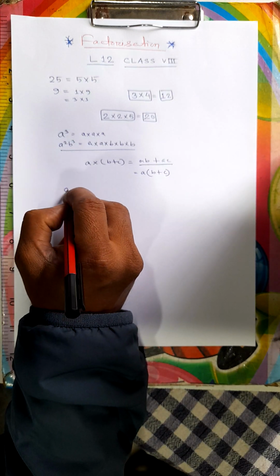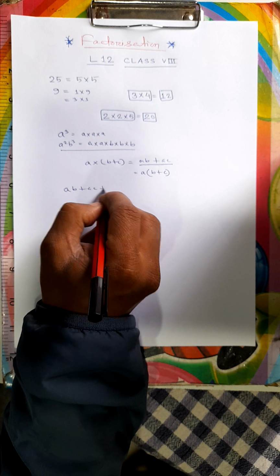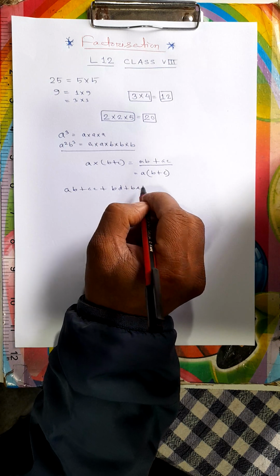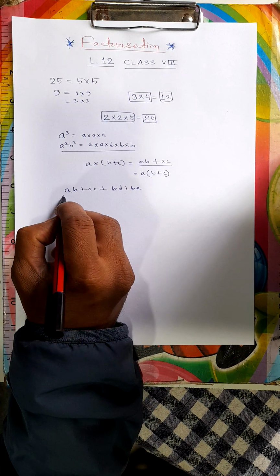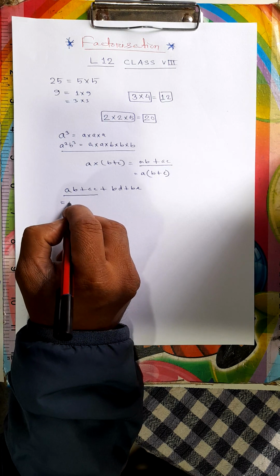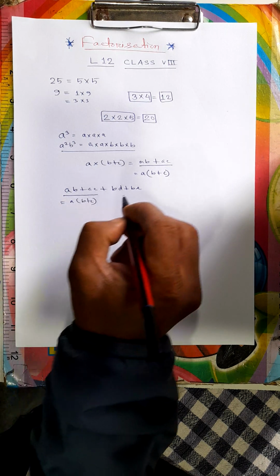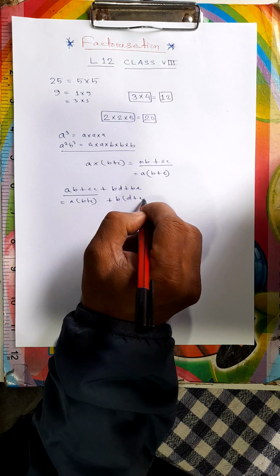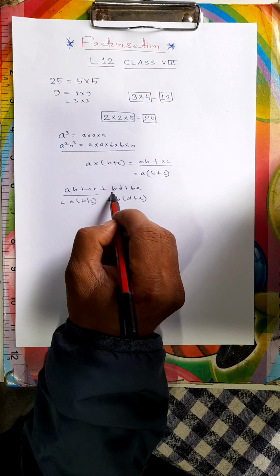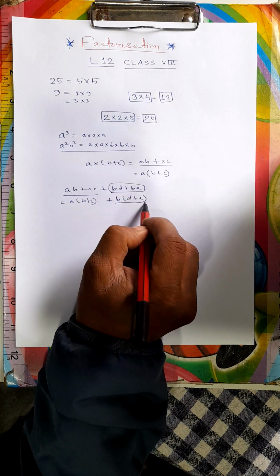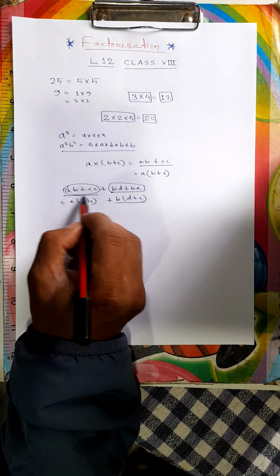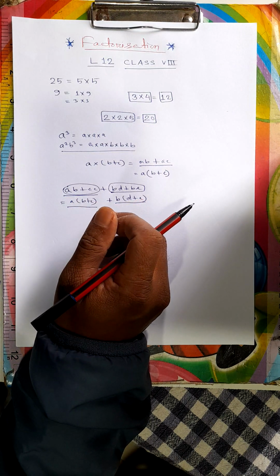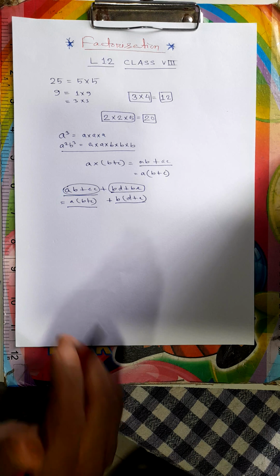Similarly, suppose you are given bd plus be. Then how will you factorize this? Here you can take b common, b multiplied by (d plus e), right? So this sum can be factorized like this, and this sum can be factorized like this. We will use this type of properties for factorization of algebraic expressions, right?